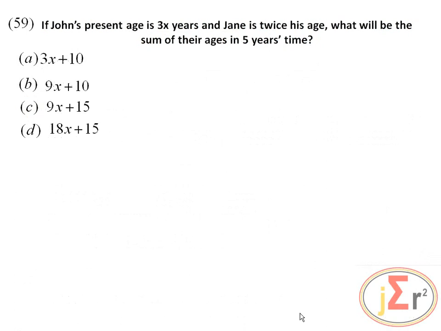If John's present age is 3x years and Jane is twice his age, what will be the sum of their ages in 5 years' time? So we have the age of John and the age of Jane. Let us begin by considering John's age, which is 3x.